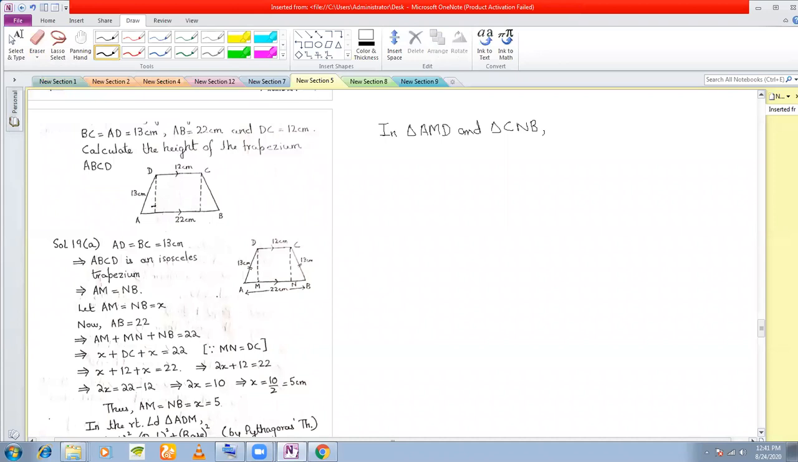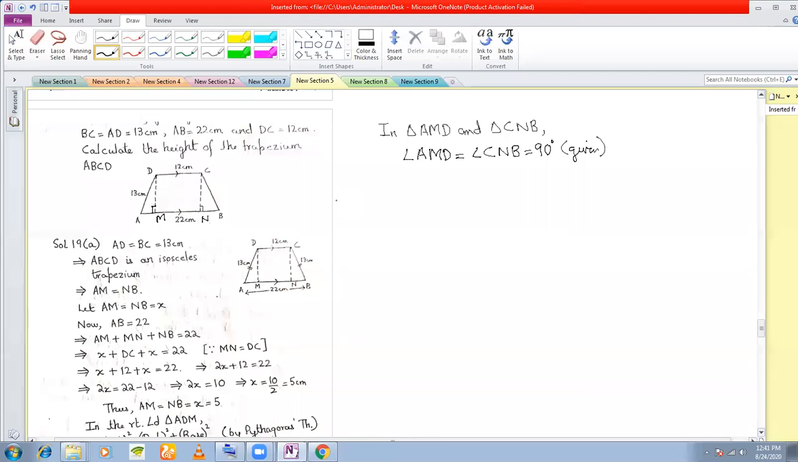You see that this is a right angle because the perpendicular is dropped. So I will write, let's call this M and N. So I'll call this angle AMD is equal to angle CNB equal to 90 degrees. This is given to you.